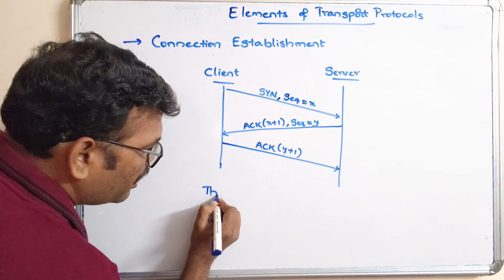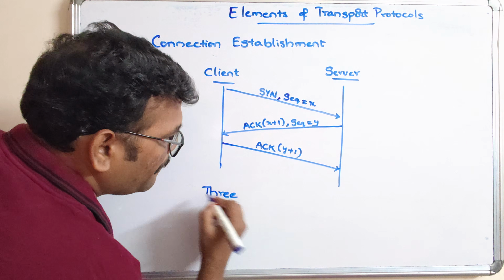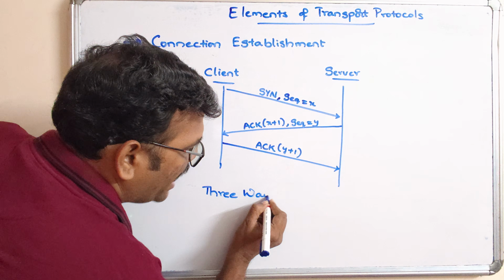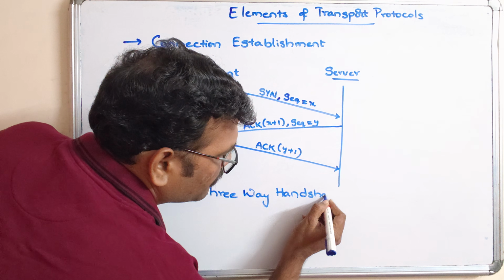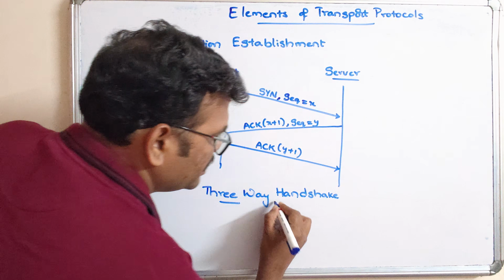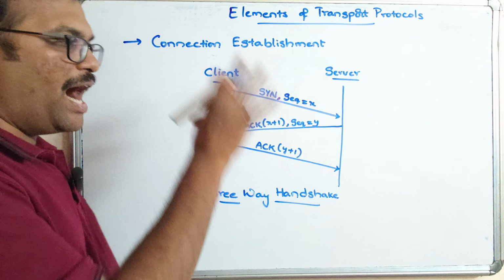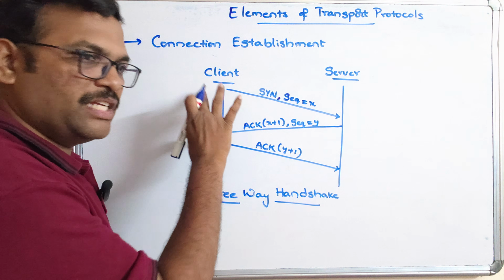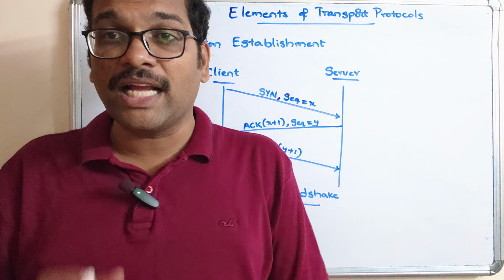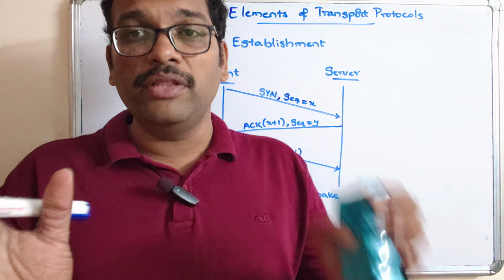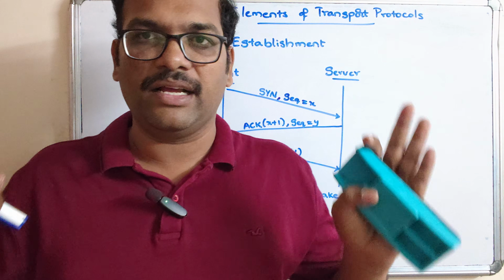So that's why this is called as three-way handshake. Three-way handshake, after completion of these three messages only the connection will be established. So once the connection is established, then both the systems are ready to share the data.